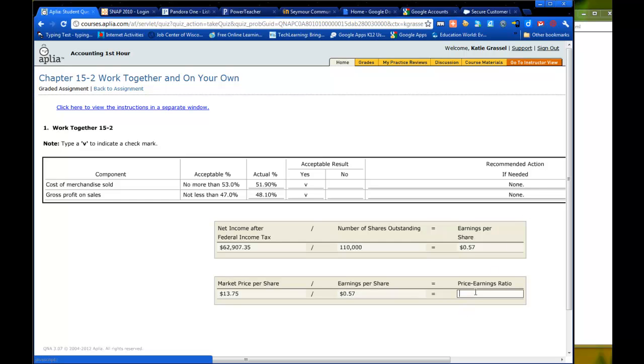So when I divide those two, our price earnings ratio is 24.1. That is the ratio of your cost to your return on your investment. So your market price per share divided by your earnings per share will give you your price earnings ratio.